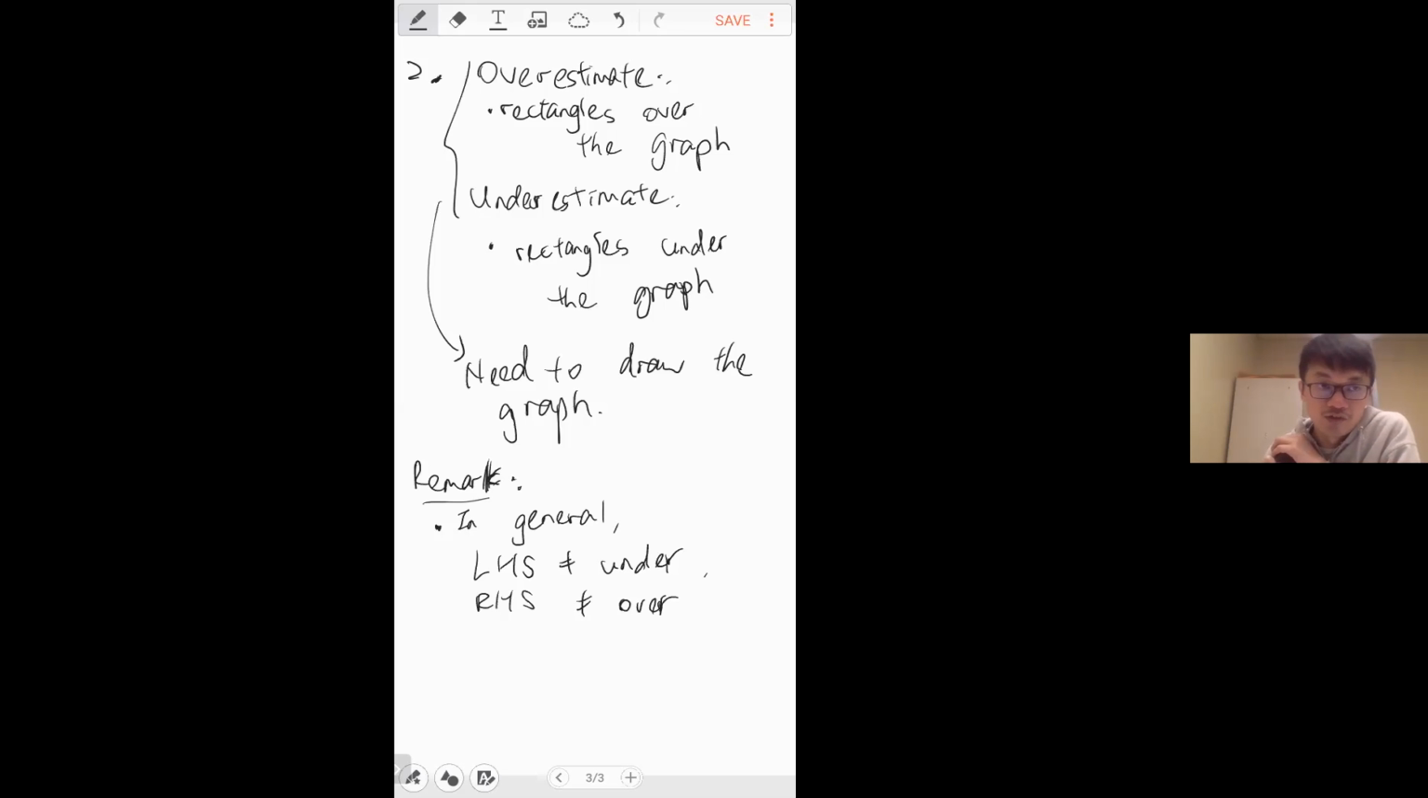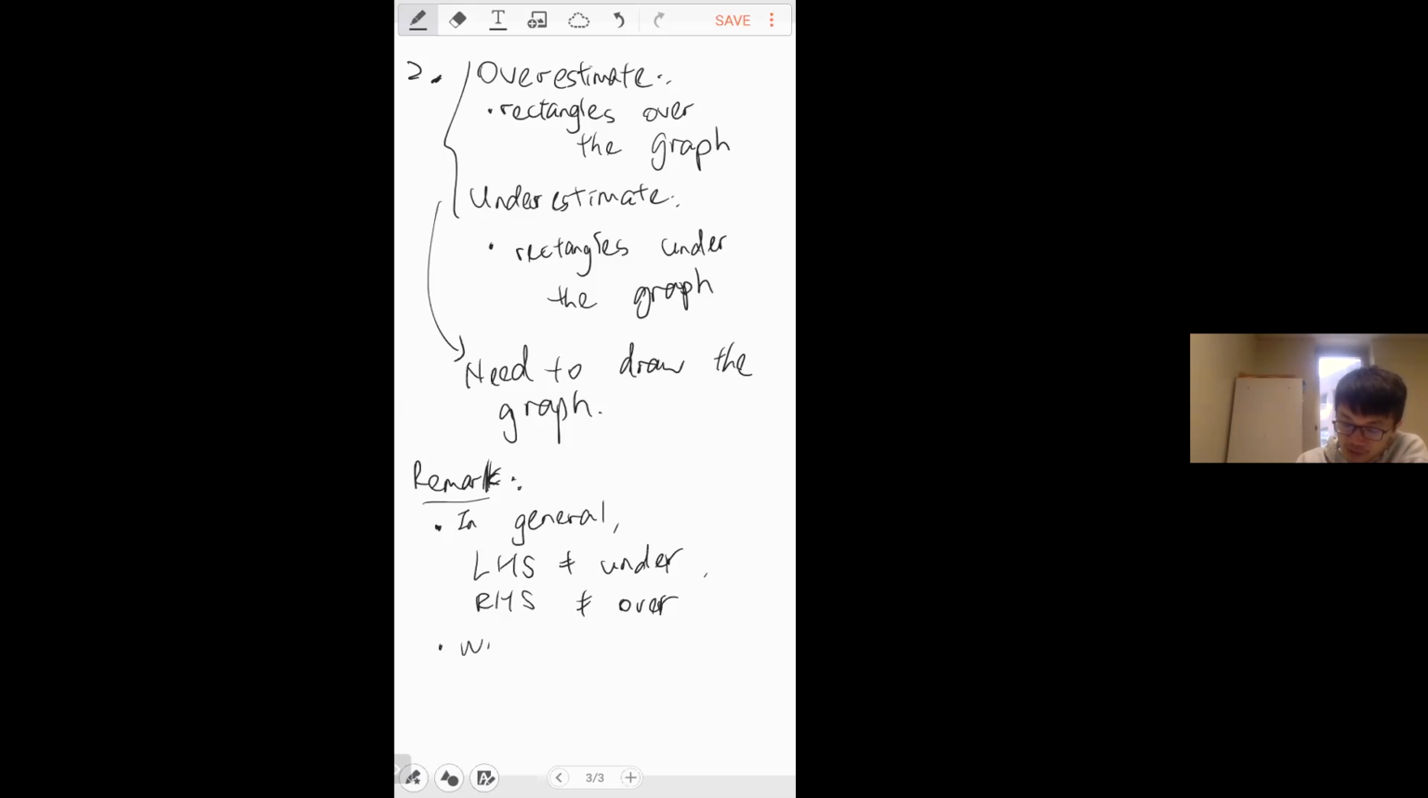For decreasing functions, left-hand sum will be the same as overestimate, and right-hand sum will be the same as underestimate.